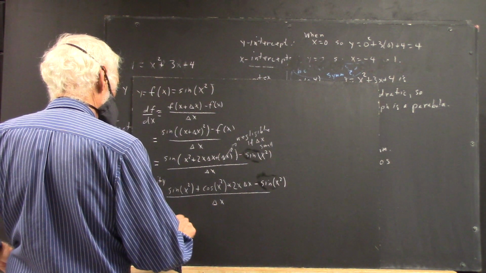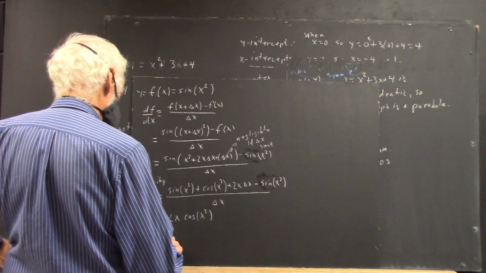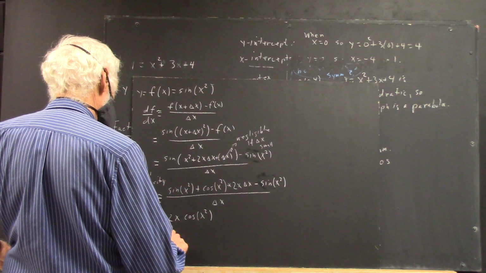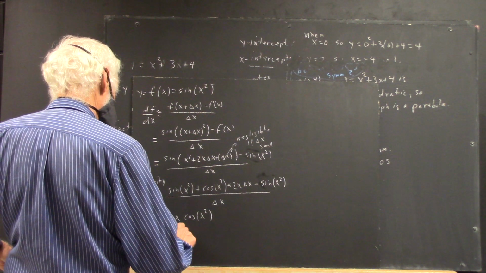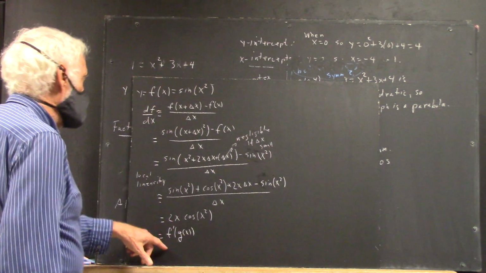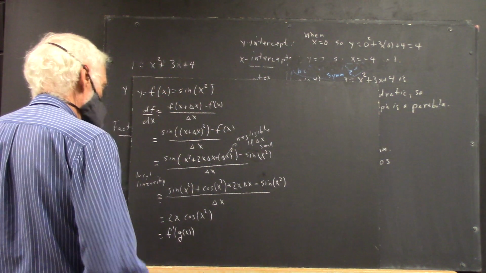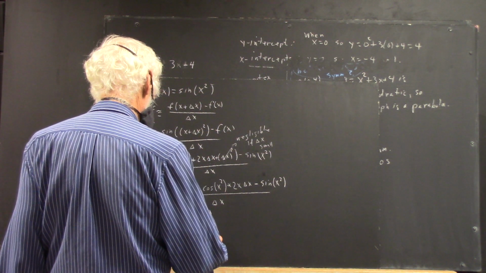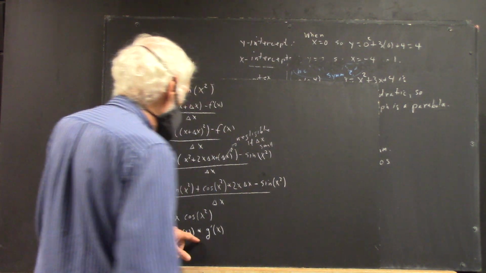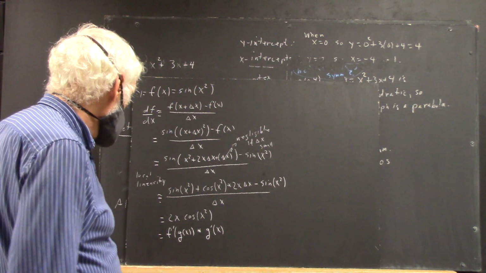Well, that's 2x times the cosine of x squared, which is, of course, f prime of g of x, f prime being the derivative of the sine, which is the cosine, g of x being x squared, times your g prime of x, which is your 2x, because g of x is your x squared.